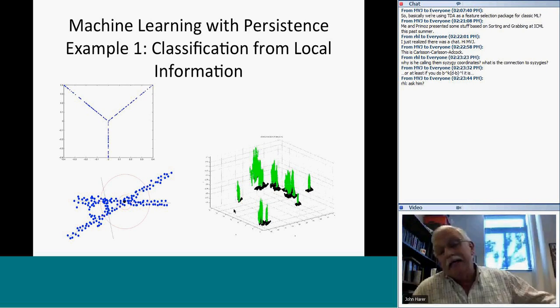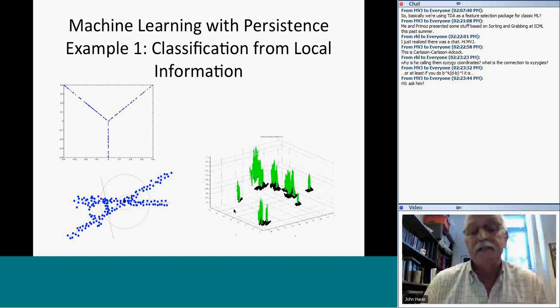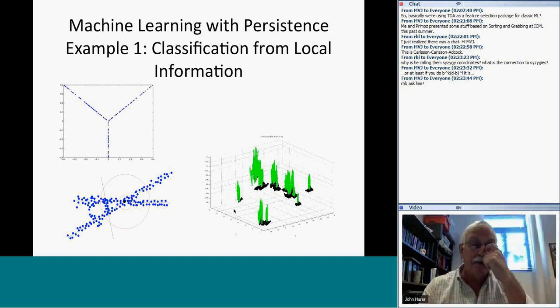So the idea is now you take these 20 data sets and you grab a point out of one with a neighborhood, without knowing what it is, and you try to see if you can figure out which of the two types you have. That's the basic question.